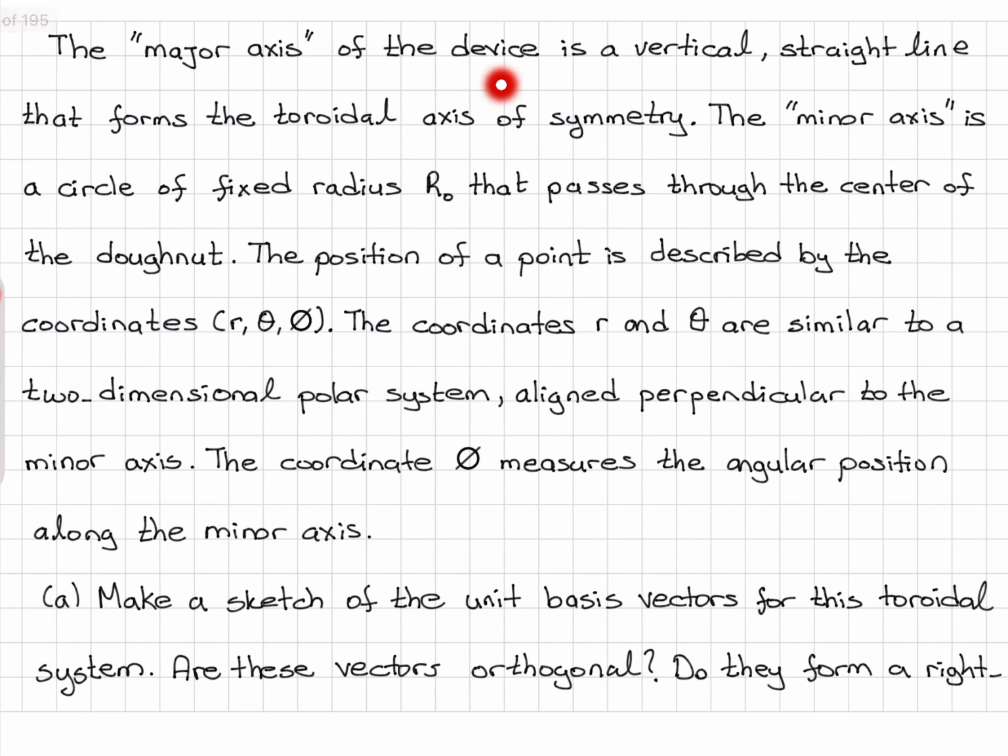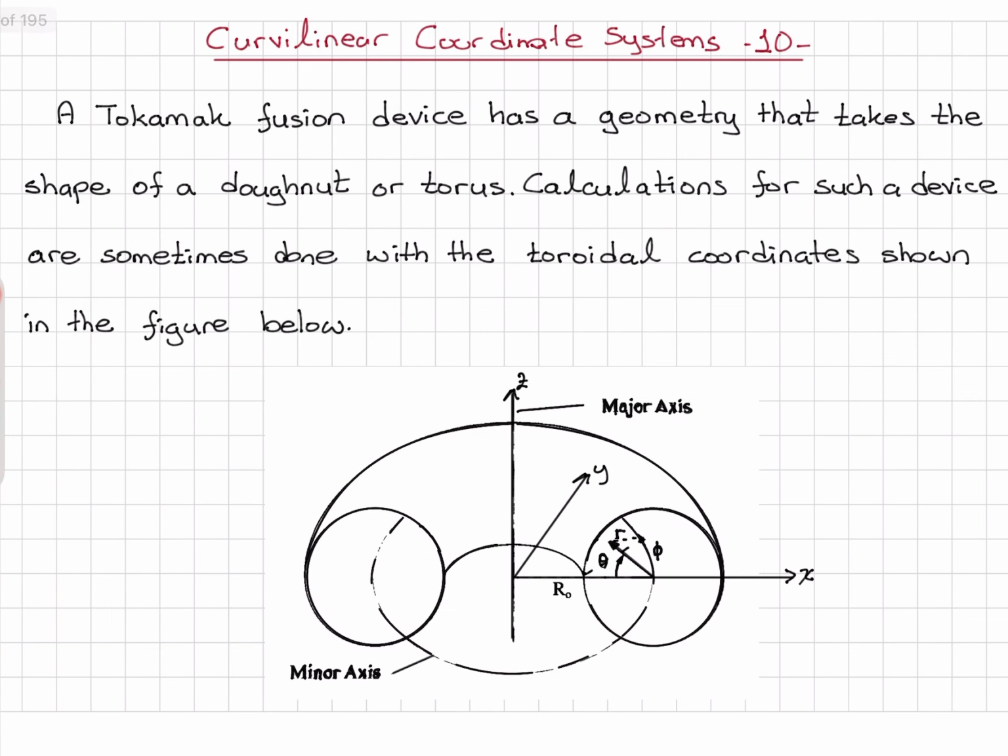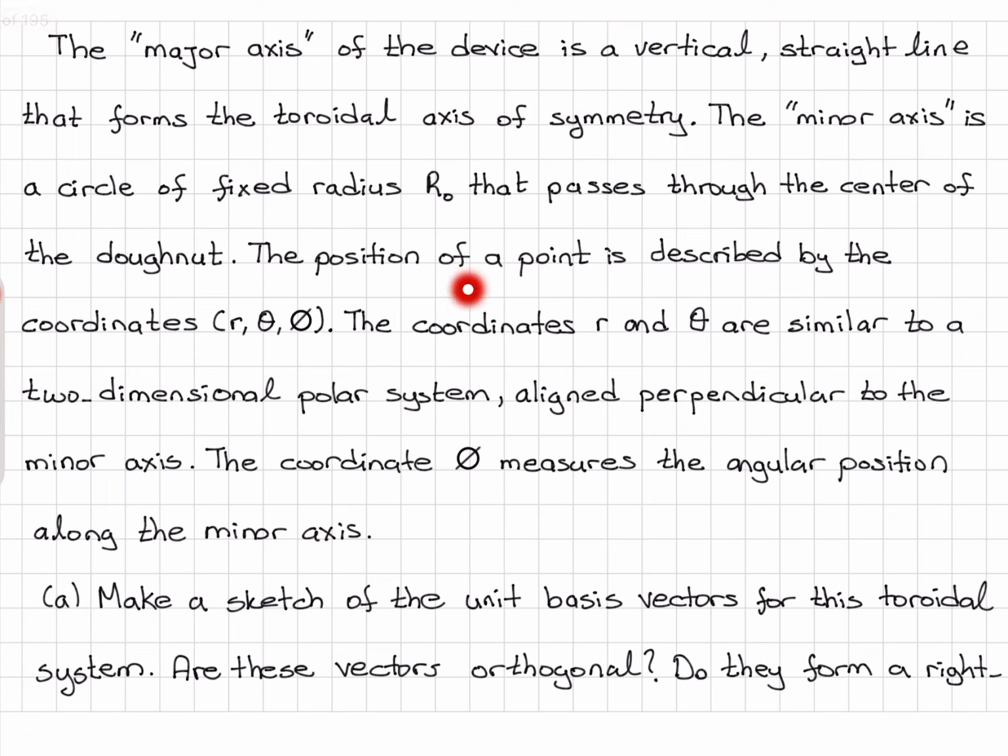The major axis of the device is a vertical straight line that forms the toroidal axis of symmetry. This is our major axis. The minor axis is a circle of fixed radius capital R0 that passes through the center of the donut. That's this circle. The position of a point is described by the coordinates r, theta, and phi. The coordinates r and theta are similar to a two-dimensional polar system aligned perpendicular to the minor axis. The coordinate phi measures the angular position along the minor axis.